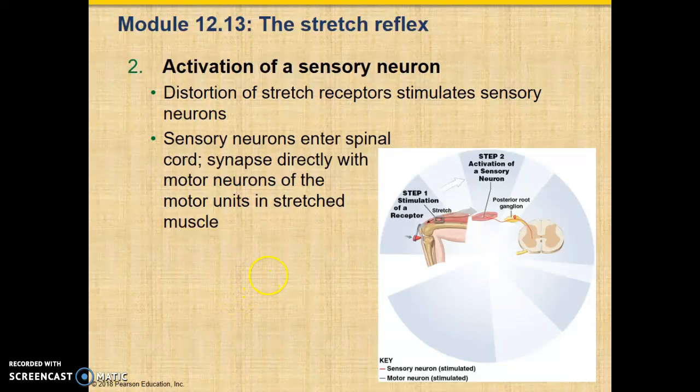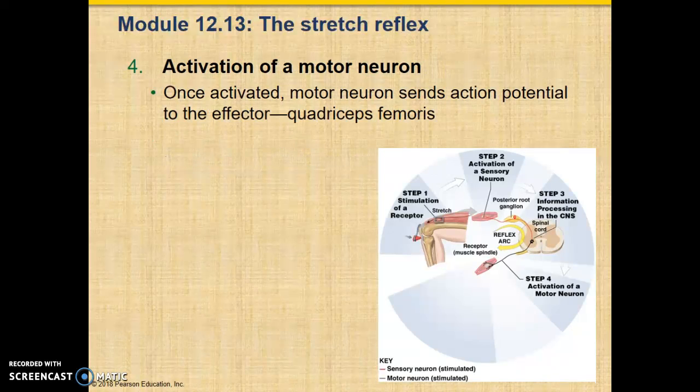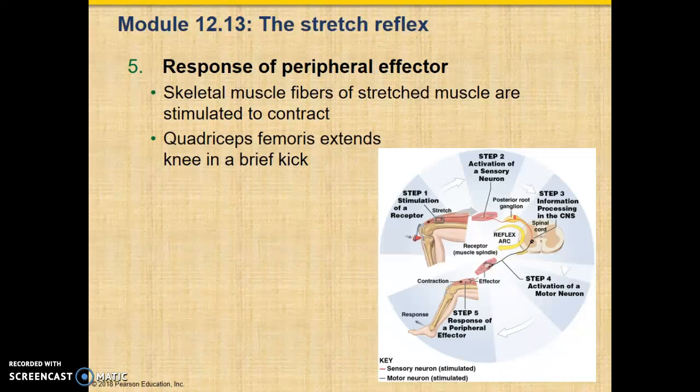That sensory neuron enters the spinal cord through the posterior root ganglion, and it synapses directly with the motor neuron. Information is processed in the spinal cord. Once activated, the motor neuron sends action potentials to the effector, the quadriceps femoris. And the skeletal muscles contract, and you kick your leg out.